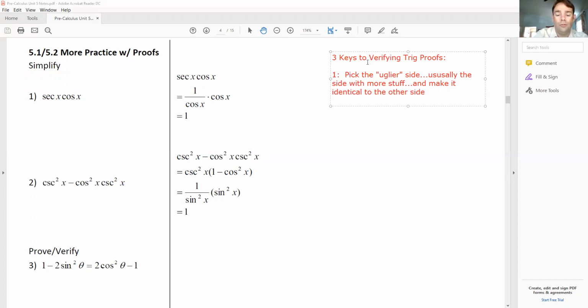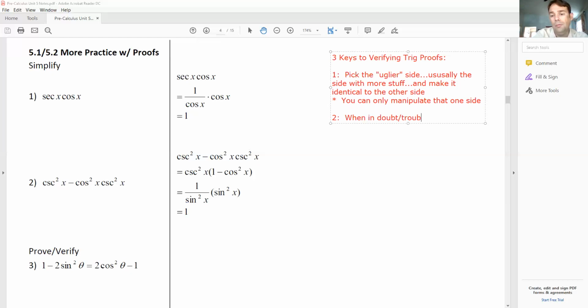We had a little key on this. The biggest thing, if you guys remember this as well, we said, hey, you can only play with one side. So you can only do one side. So pick the uglier side, since that's the one side you can do, and then just go to town on it.